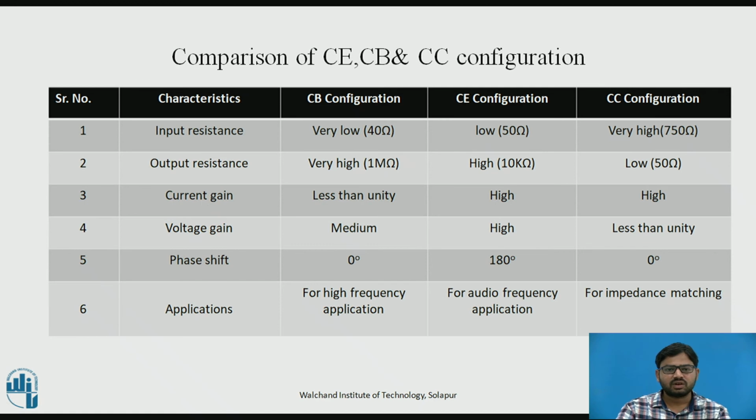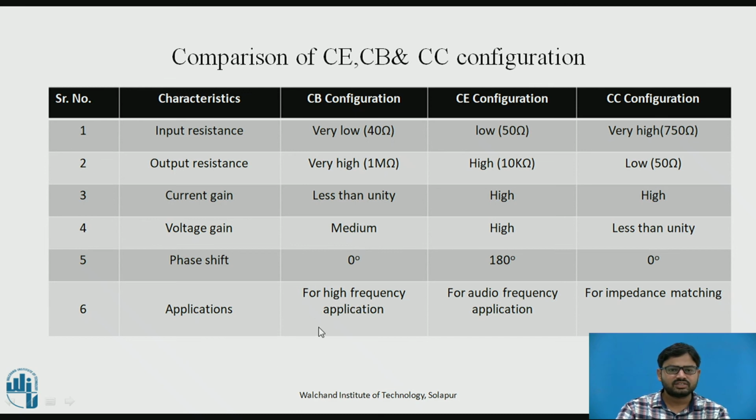Now a comparison of the CB, CE and CC configurations. Input resistance is low, medium, high. Output resistance is high, medium, low. The current gain is unity, high, and less than unity. Voltage gain is medium, high, less than unity, and the phase shift is 0, 180 degrees, 0.